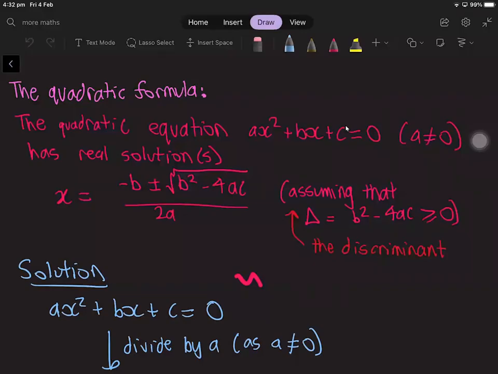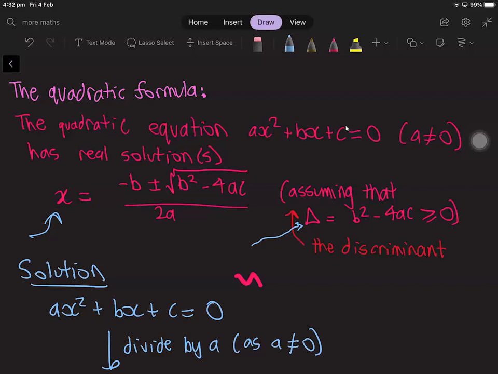In this video, we'll be having a look at the proof of the quadratic formula. We have the quadratic equation ax squared plus bx plus c equals 0, where the coefficient a is not equal to 0. We will prove that the real solution or solutions for x is given by the formula x equals negative b plus or minus the square root of b squared minus 4ac, divided by 2a. This assumes that b squared minus 4ac, which is the discriminant, is at least 0, so the square root exists.